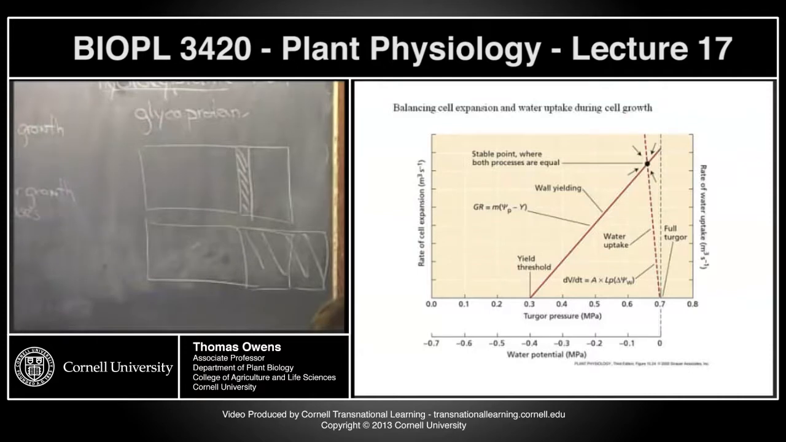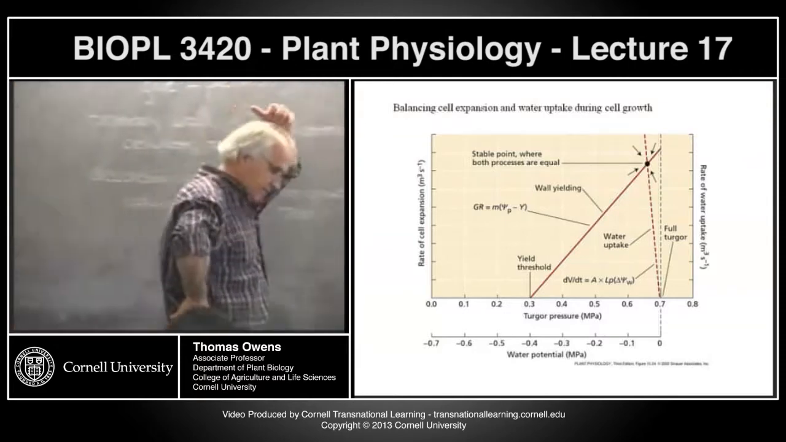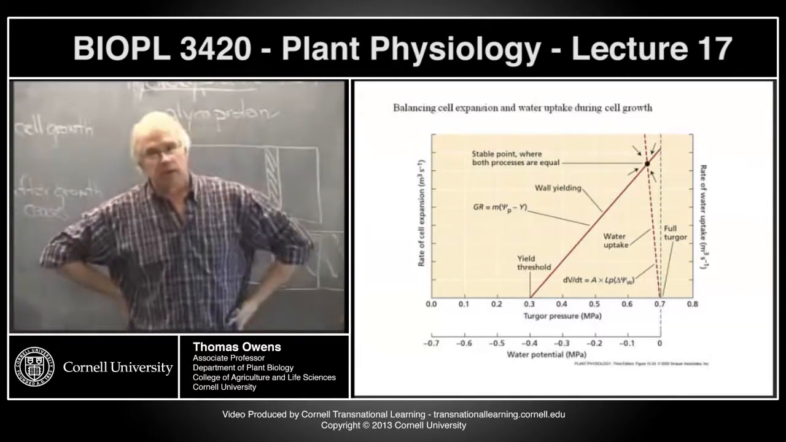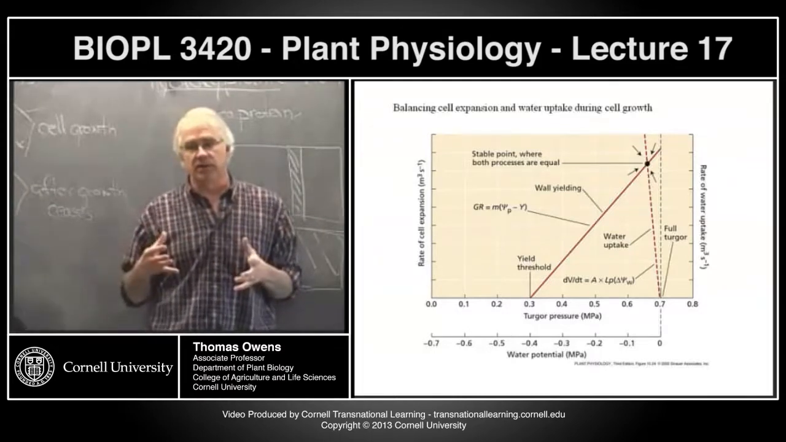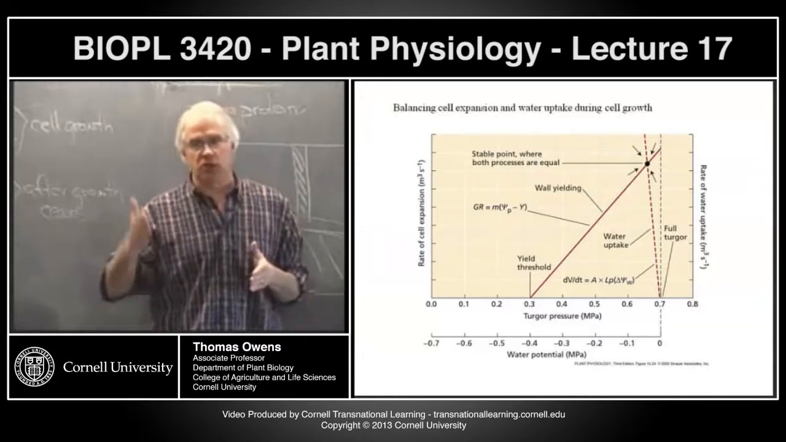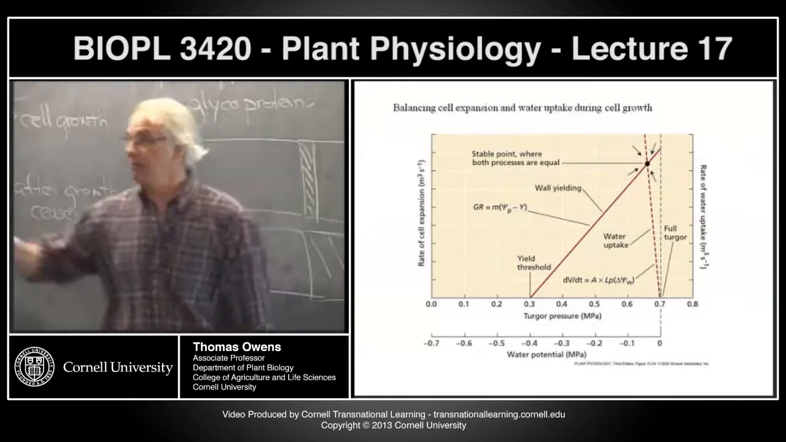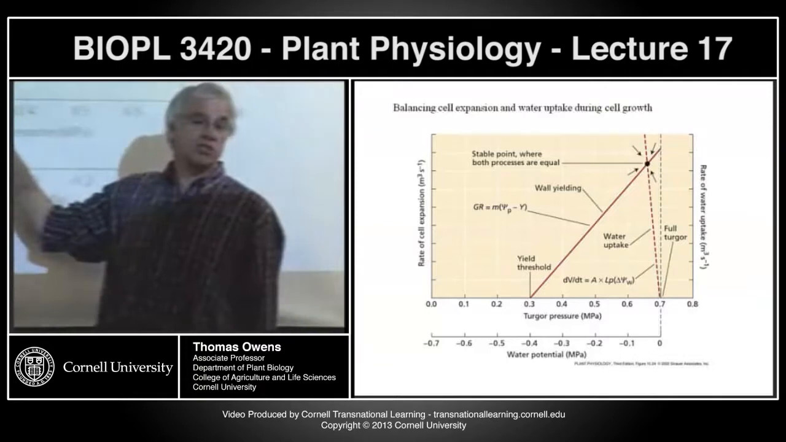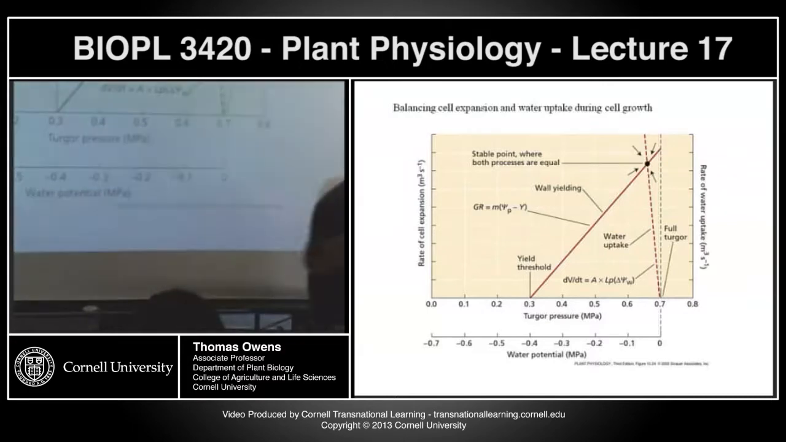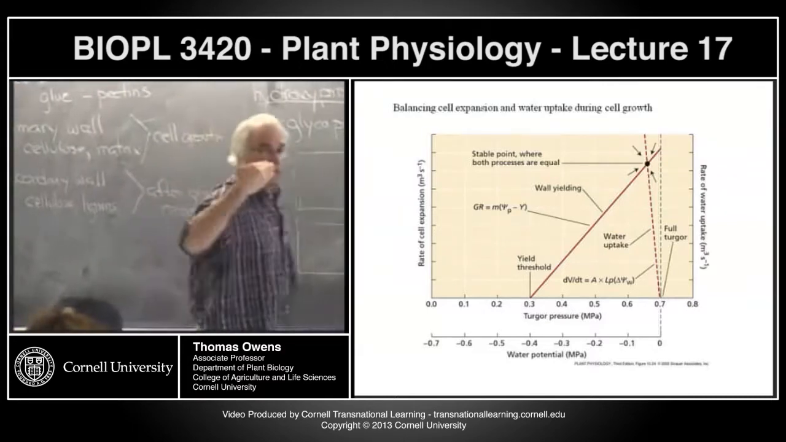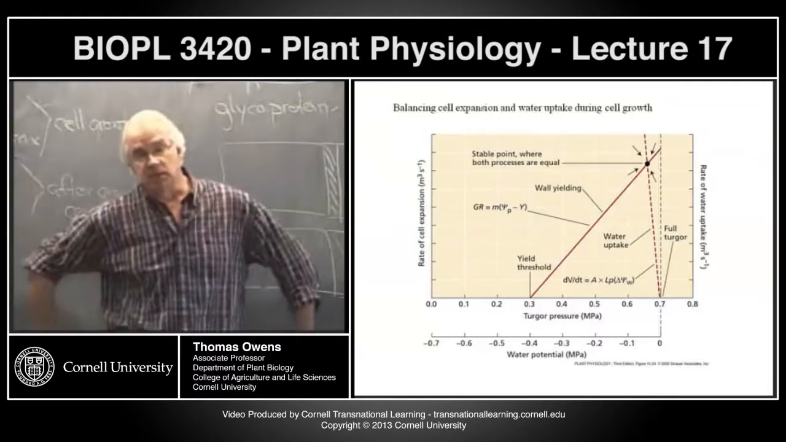Okay, one thing that's important that we didn't discuss on this figure is this idea of a yield threshold. When people have studied plant cell growth, what they have found is that there's a minimum turgor pressure that's required for the cell to expand. Below this turgor pressure, there's no expansion of the cell. And that minimum turgor pressure is called the yield threshold. So only when the turgor pressure inside the cell gets above that yield threshold does the cell start to expand.